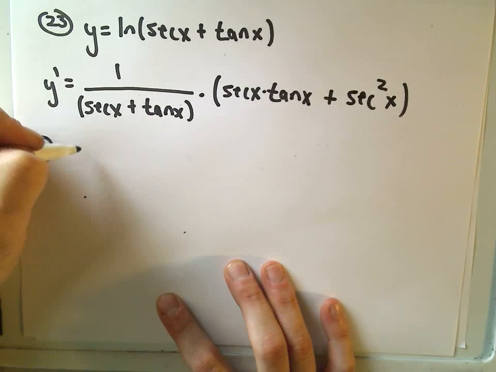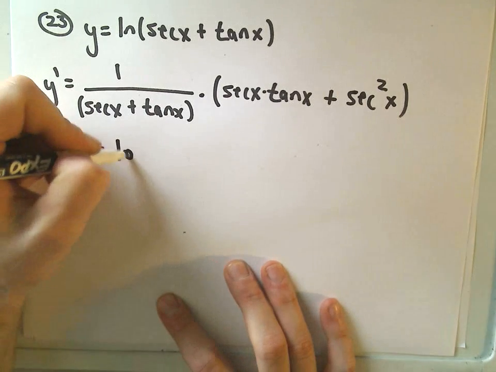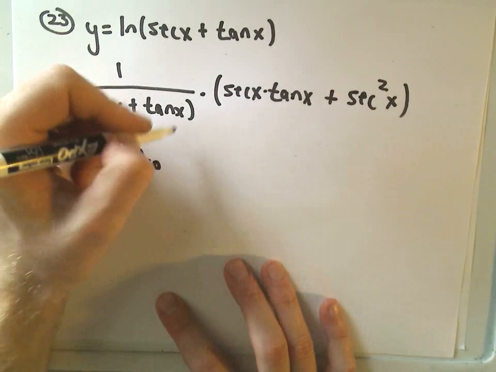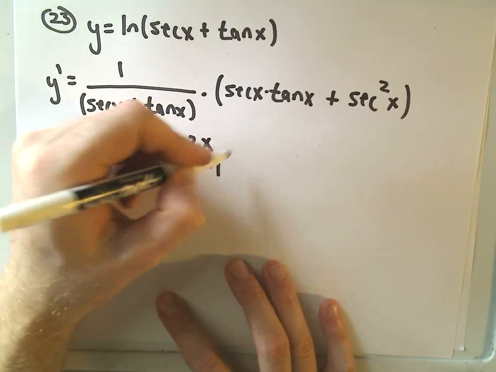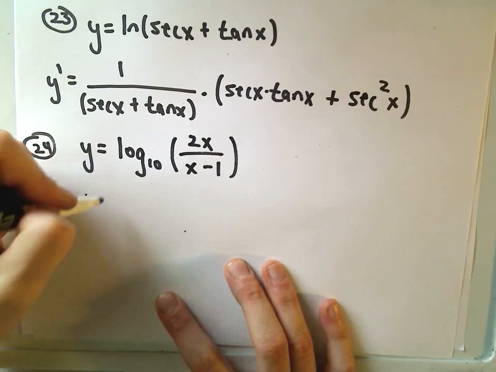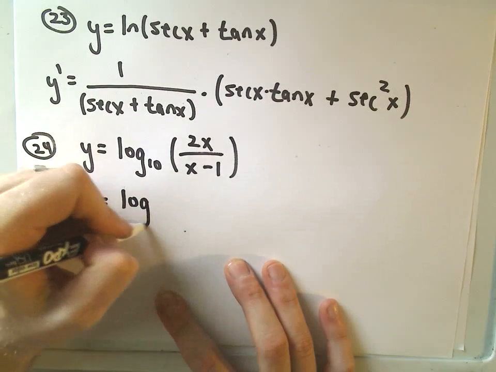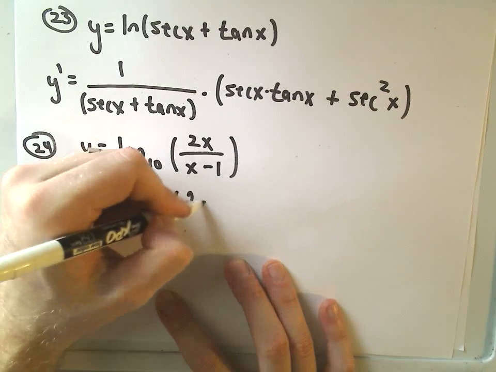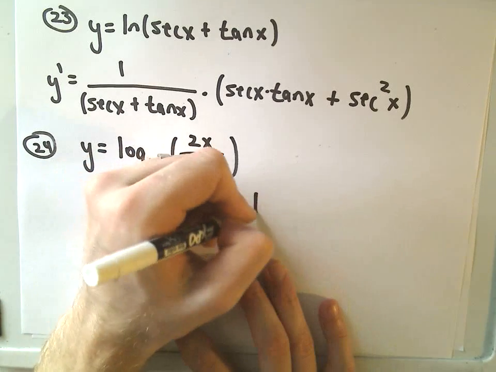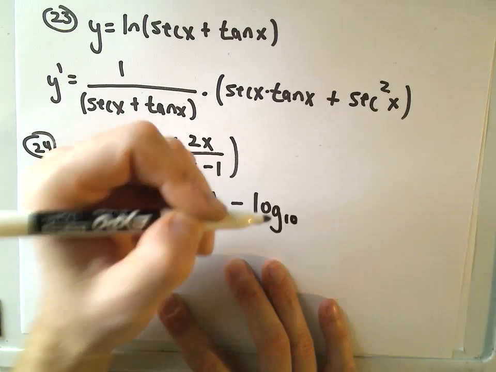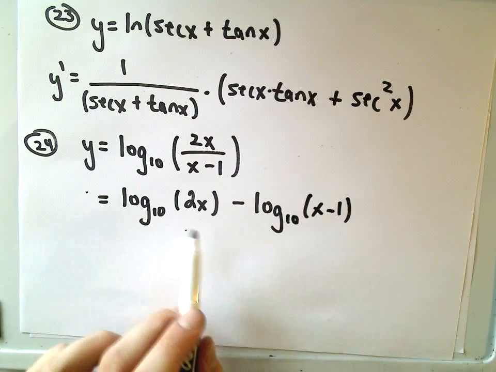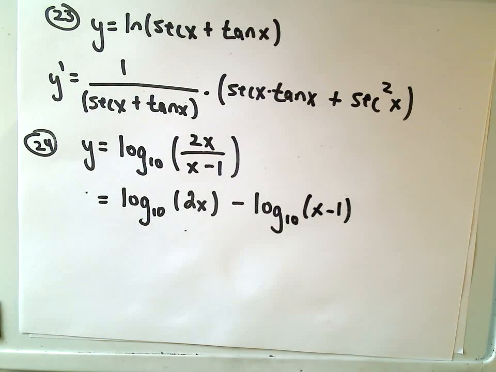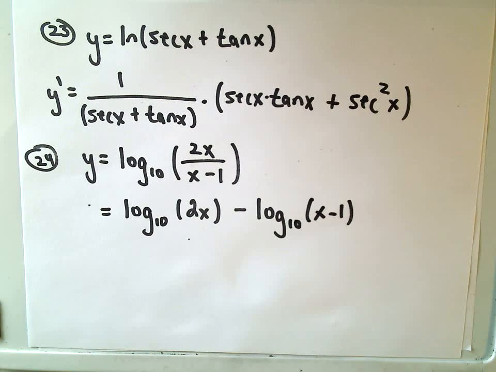Let's see, number 24. We have log base 10 of 2x over x minus 1. So I'm going to do the same thing. First thing I'm going to do is just break it up. Log base 10 of 2x minus log base 10 of x minus 1. We could even break up this first term again because there's multiplication. We could turn it into addition, but I don't think that's quite necessary here.